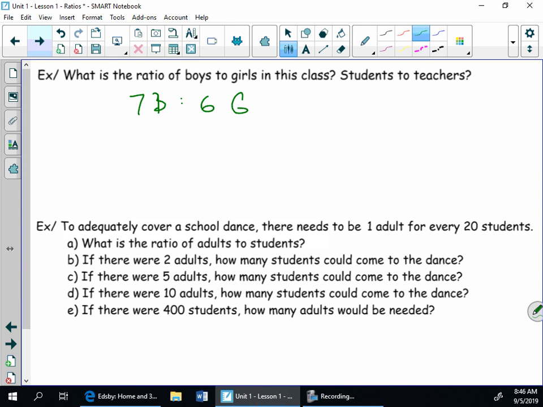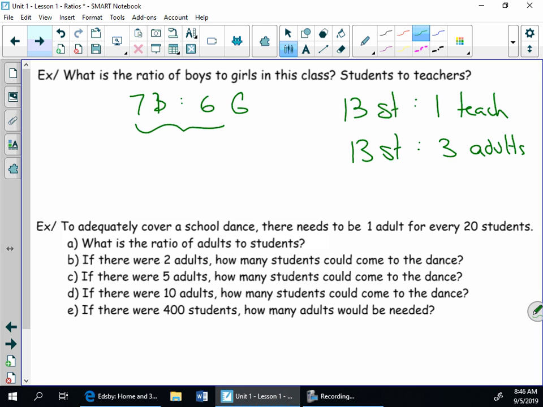We can also compare students to teachers. From here, we have 13 students to 1 teacher. Now, if we count the other adults in the room, sometimes we have 13 students to 3 adults. And it's a pretty good ratio, right? You can get lots of help in this class because there are quite a few adults compared to how many students we have. Notice that word compare. A ratio is comparing things.